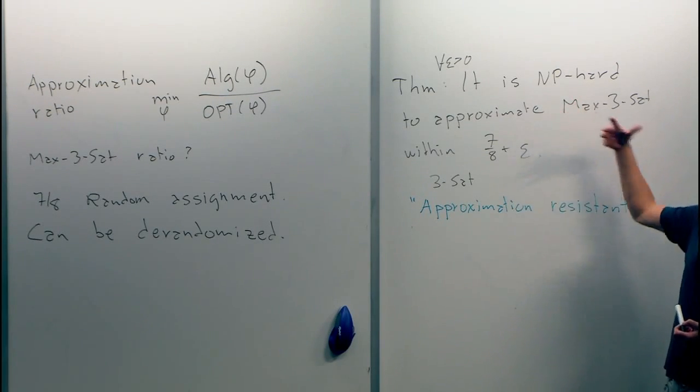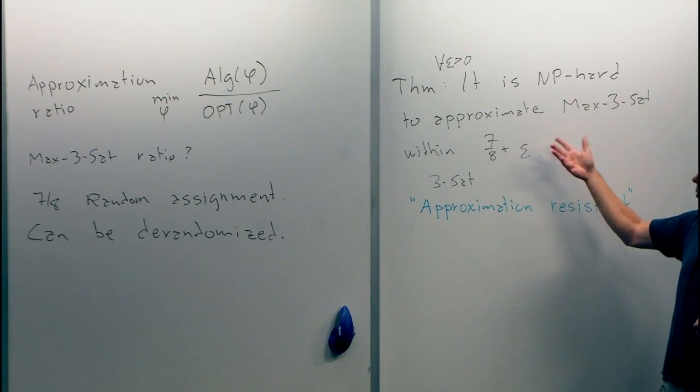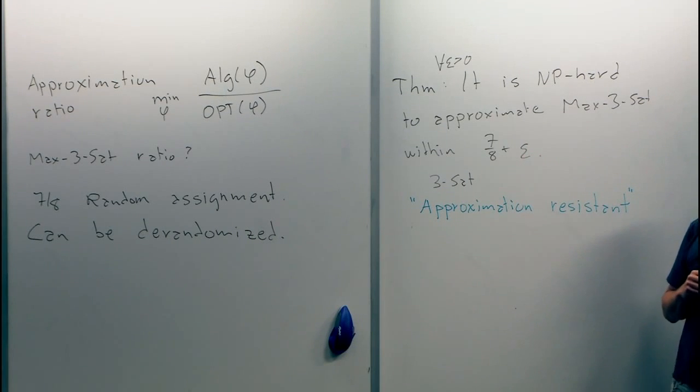So somehow 3-SAT is an extremely difficult problem. Even if I give you something where you can satisfy all or almost all the clauses, it's in fact hard to do better than what the random assignment does. Okay.